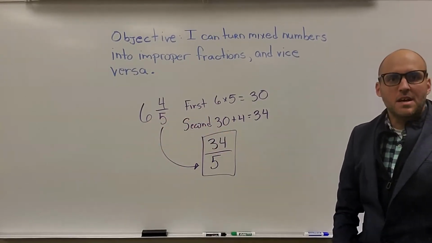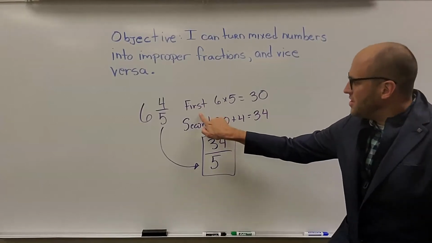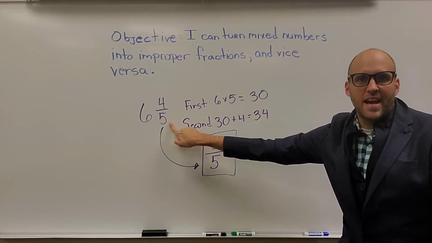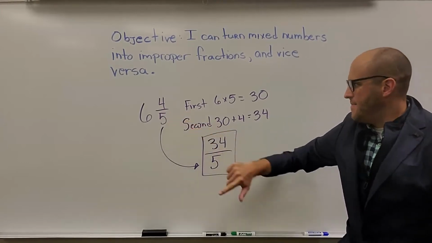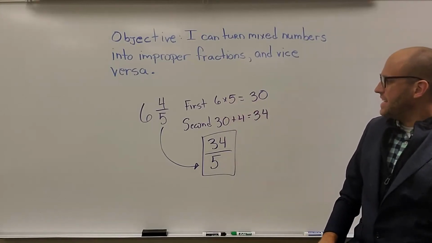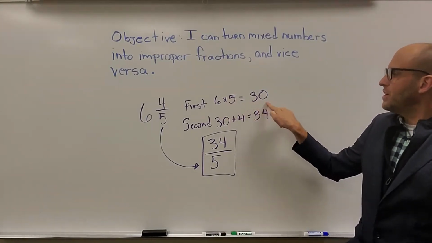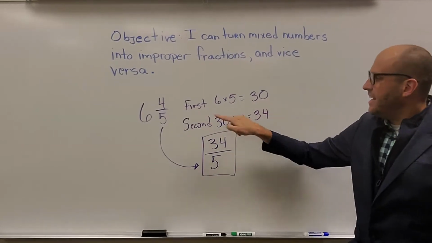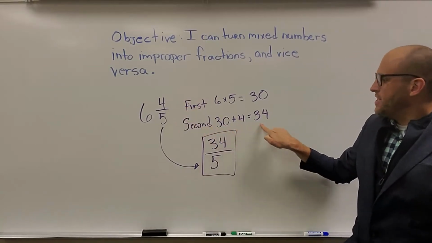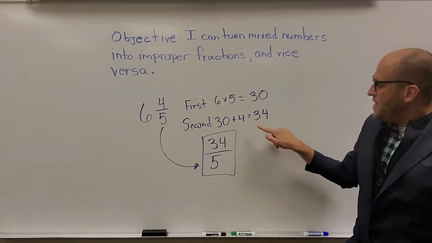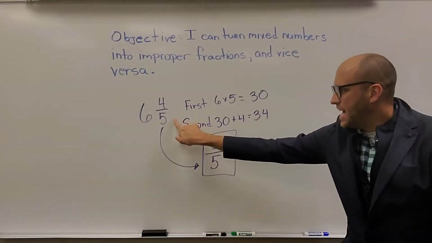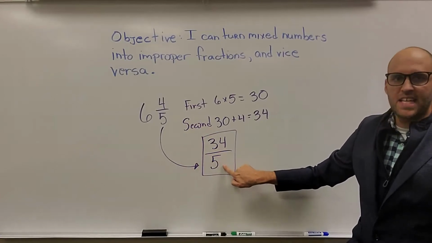To turn it into an improper fraction, there are a couple steps you have to do. The first is taking that whole number and multiplying by the denominator, which is the bottom number of a fraction. In this problem, it's 6 times 5, that equals 30. The second step is taking this new 30 that we just multiplied and adding the top number, or numerator, to it. So 30 plus 4 is 34. Now, that 34 becomes your new numerator, your new top number. The denominator then comes down and stays the same.